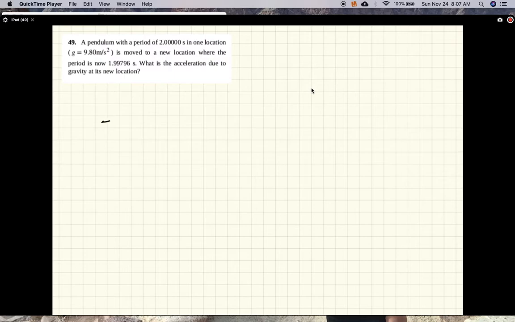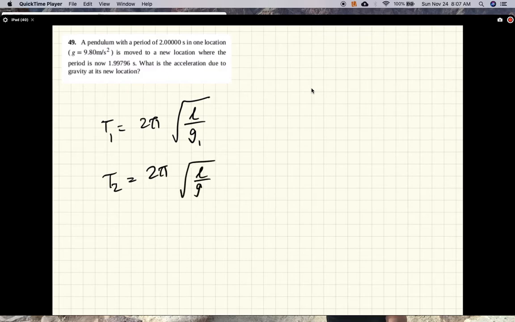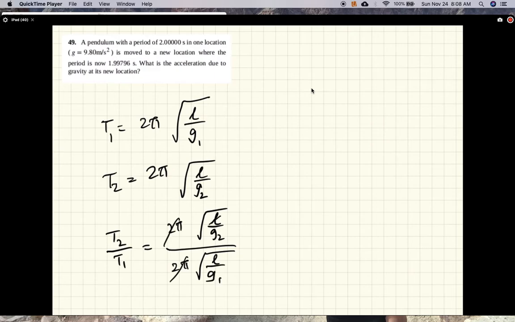Okay, so the period of the pendulum is given by T = 2π√(L/g). The period in one location is related to gravity at that location. The period at the second location is for the same pendulum; the length did not change. So T2/T1 is equal to 2π√(L/g2) divided by 2π√(L/g1). All this cancels, and what you're left with is T2/T1 equals the square root of g1/g2.